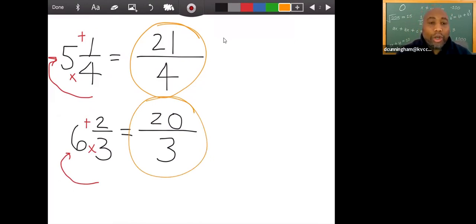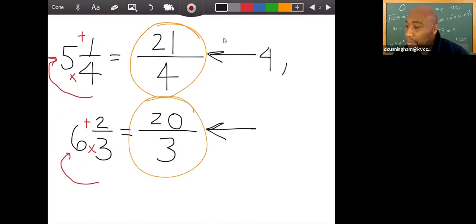Now, we're going to also talk about how you can go back from an improper fraction to a mixed number. Again, this is going to be a division sign. This is dividing. So we're going to go back the other way. And so if you want to convert it back, you say 4. How many times does the 4 go into 21? And going back to our long division that we talked about in the previous unit, how many times does the 4 go into 21 without going over?